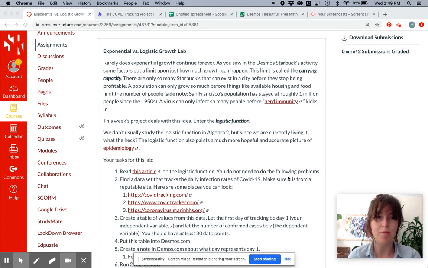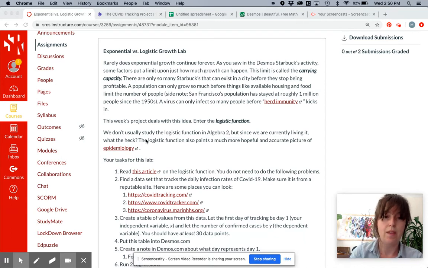I know some of you have been having a hard time with this lab, so I wanted to take you through the steps that I was intending. So the first thing you're going to do is read all of this and this article on the logistic function. You don't have to do the following problems, but it has information on what the logistic function is. Then you're going to go to one of these tracking sites.